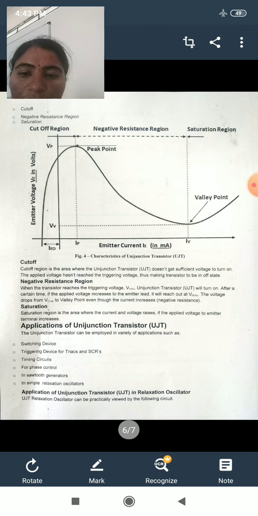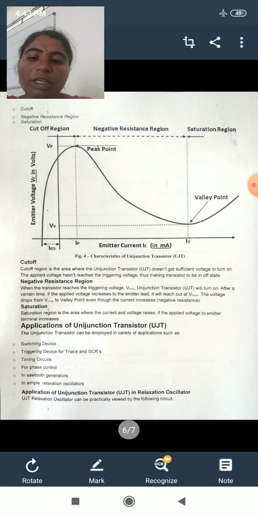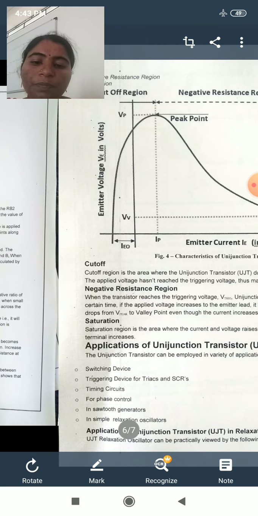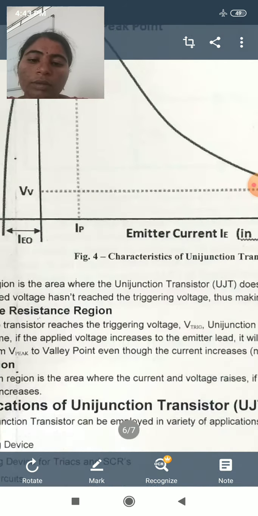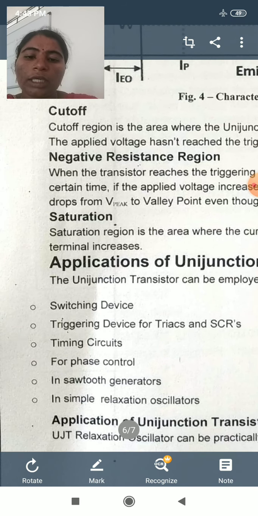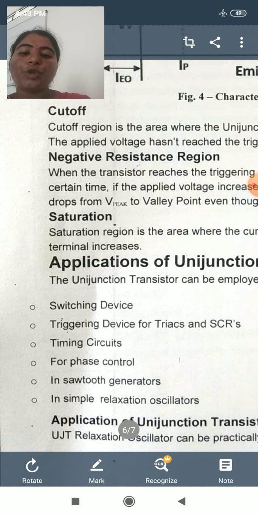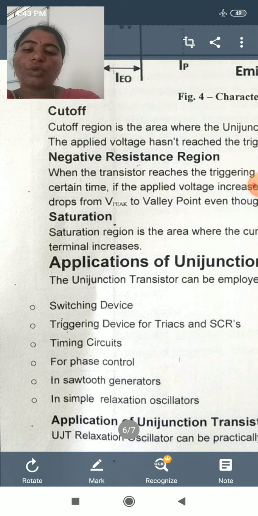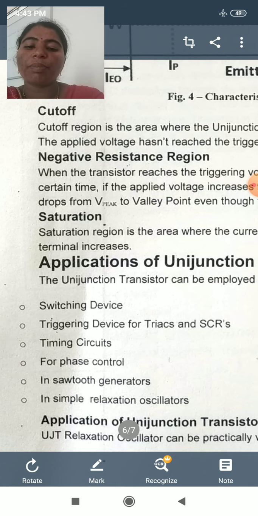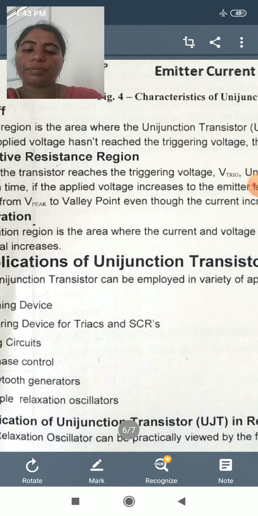Next, it is used for phase control. It is used in timing circuits and in phase control devices. Next, it is used in the sawtooth generator. Sawtooth is nothing but a sawtooth type of wave generation. The UJT is used for that, and it is also used in the simple relaxation oscillator.